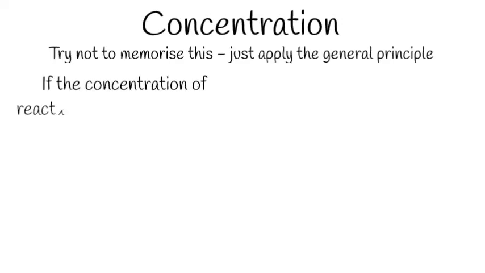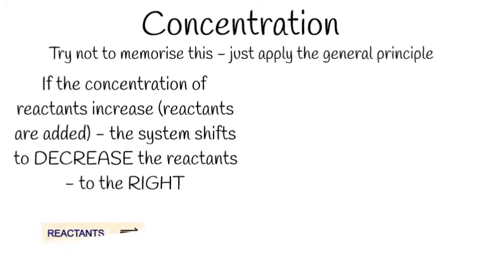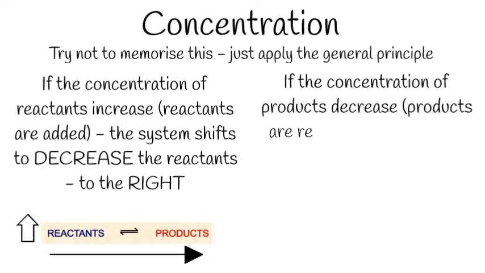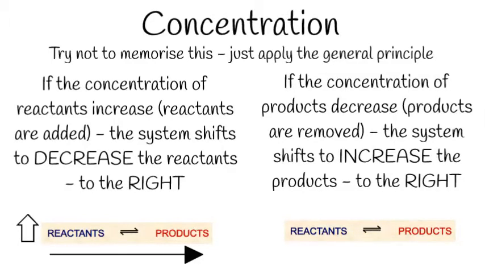In terms of concentration, here are a couple of examples. If we increase the concentration of reactants, the system will shift in the opposite direction, i.e. to try and decrease the reactants. And this is a shift to the right. Looking at another example, let's imagine that we decrease the concentration of the products, i.e. removed products. This would also produce a shift to the right in an effort to increase the products and do the opposite to the change that we imposed.